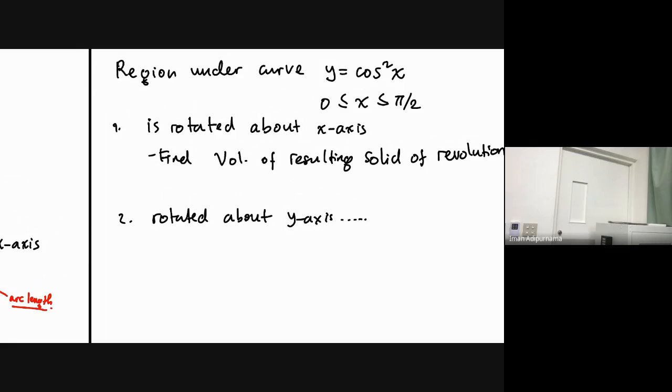So the curve is y equals cosine squared, and the interval is from 0 to pi over 2. The first question is the region rotated about the x-axis, and the second question is rotated about the y-axis. Find the volume.